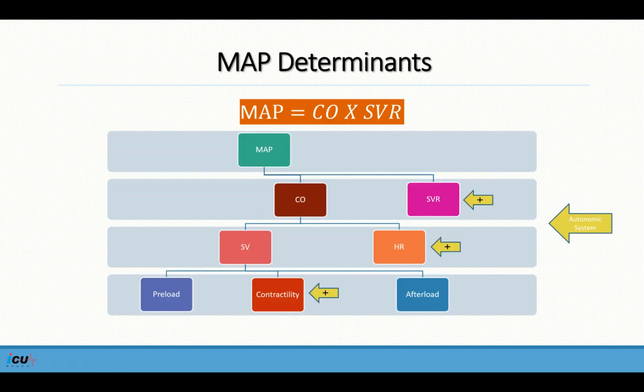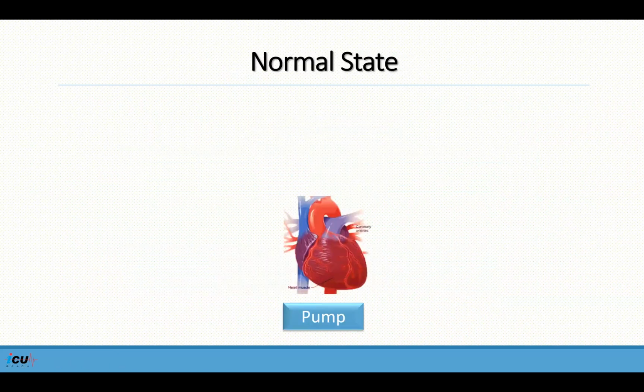And of course, it could also be a combination of factors. So the decreased mean arterial pressure could be caused by any combination of these 5 different factors. And of course, we may have a defective autonomic system compensation mechanism that is contributing to the hypotension and shock.